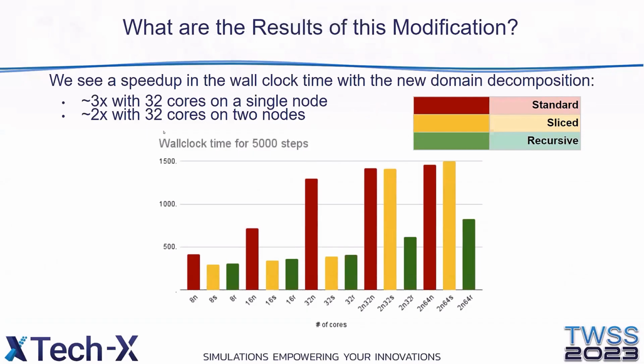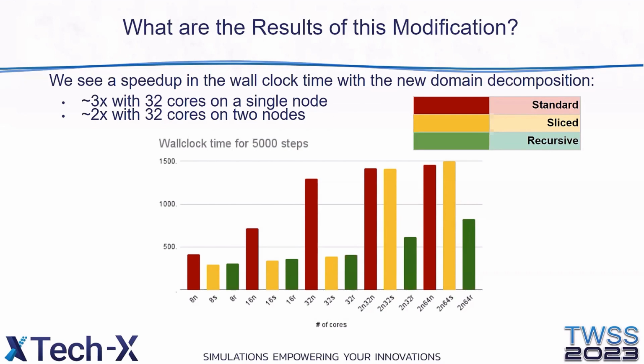What are the results of doing this kind of modification? We actually see a reasonable speed up in the wall clock time using either of these new domain decompositions. So for that two-dimensional test problem with all of the electrons and argon ions collimated in the center, using VSim's original standard decomposition is in red here, and this is plotting the wall clock time versus the number of cores in use.